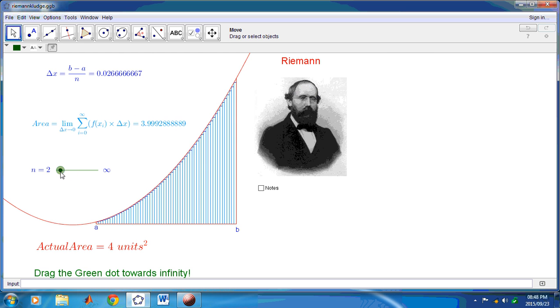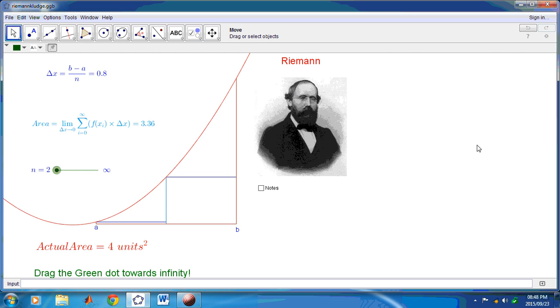Okay. Well, that's all I wanted to show you in the Riemann Kludge. It's probably not the best example, but it really is representative of the problems that one finds when trying to make sense out of a definition framed in terms of the limit.